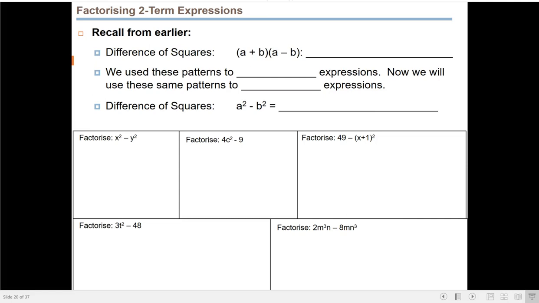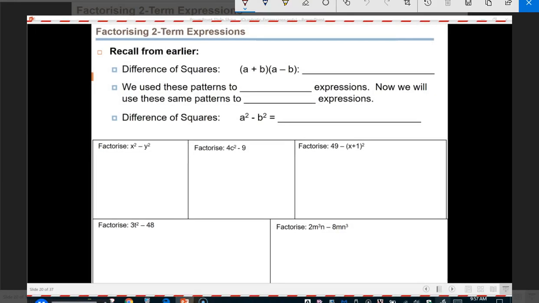expanding difference of squares. So remember, guys, if we have a plus b times a minus b, what do we get? Well, if I used FOIL, you don't have to write this down, guys, but a times a is a squared. a times negative b is negative ab.